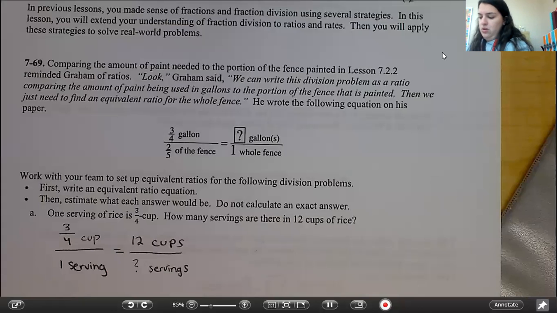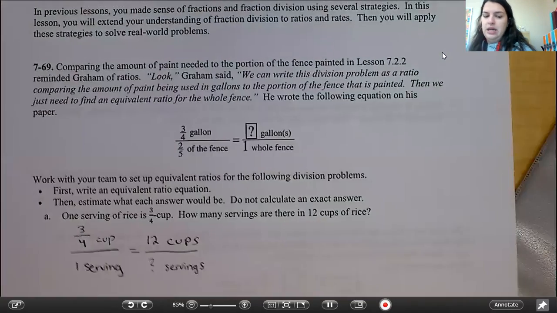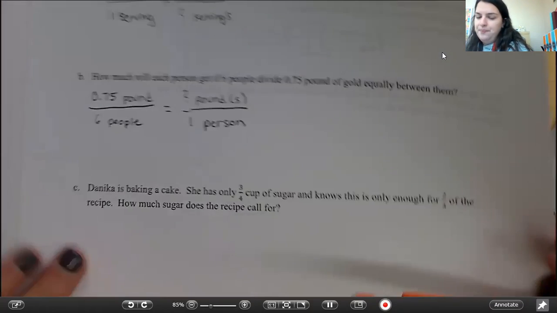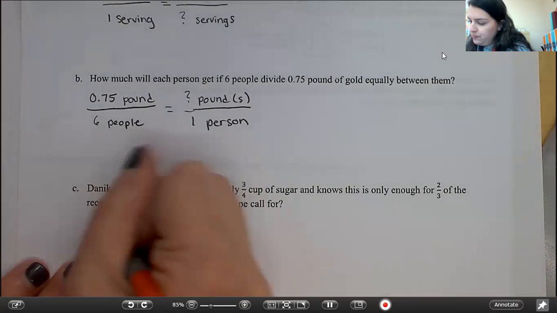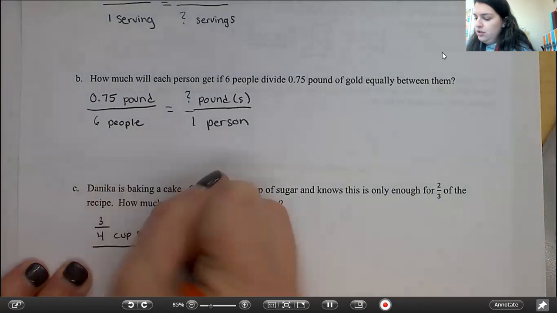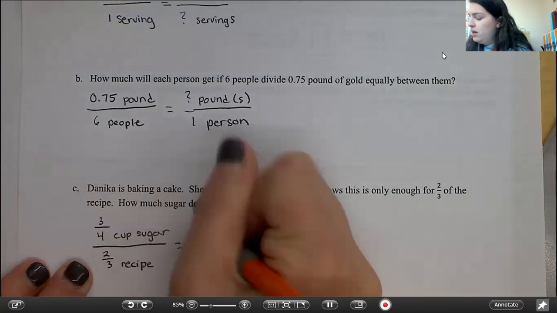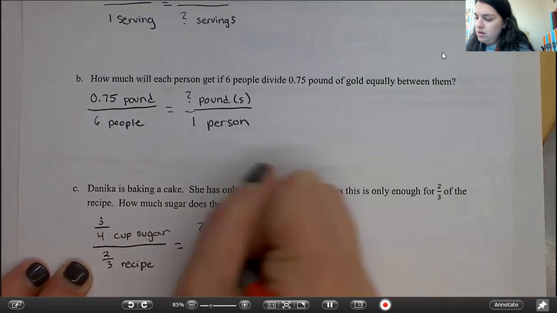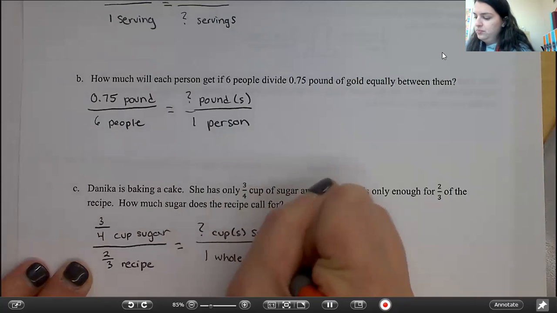Okay, if you're back with me, then you have finished writing your equivalent ratios. Now you will go back and complete an estimation, but I'm going to double check and make sure that your ratios are correct. So for C, you should have 3/4 cup sugar is for 2/3 of the recipe. We want to know how many cups sugar is in one whole recipe.